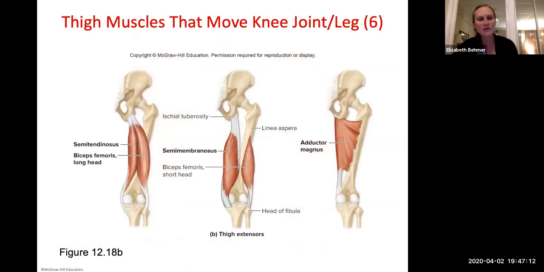This is a better view of them, showing the semitendinosus and biceps femoris right next to each other. Tendinosus is medial, biceps femoris is lateral, and the next picture over in the center is showing your semimembranosus with the semitendinosus removed.